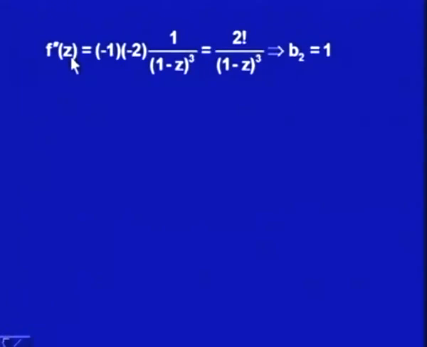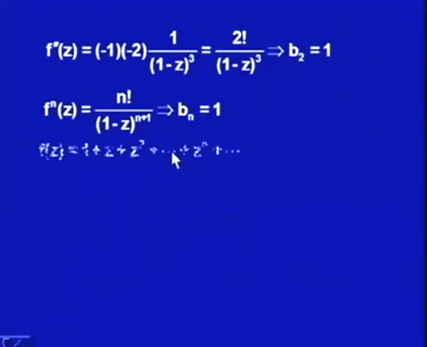So, evaluating the second derivative, it comes out to be minus 1 into minus 2 into 1 over (1 minus z) cube, and this simplifies to factorial 2 over (1 minus z) cube, evaluated at z equal to 0. This gives me b2 equal to 1. Similarly, we can calculate the nth derivative of f(z), which is factorial n over (1 minus z) raised to power n plus 1, and evaluated at z equal to 0, this gives me bn equal to 1.